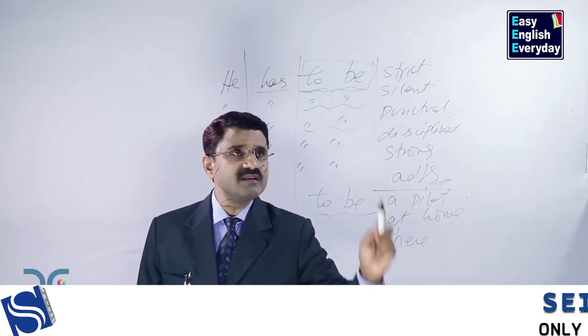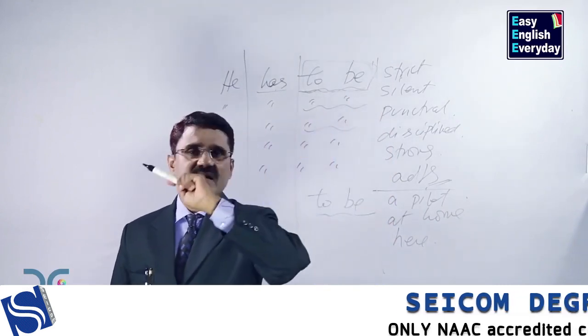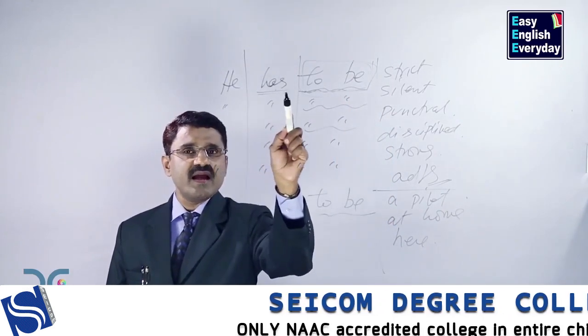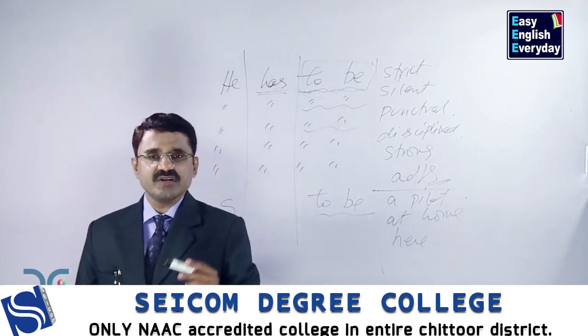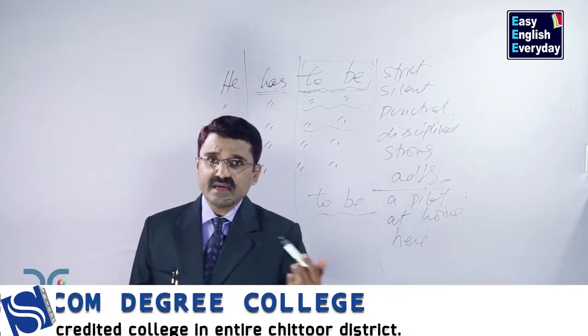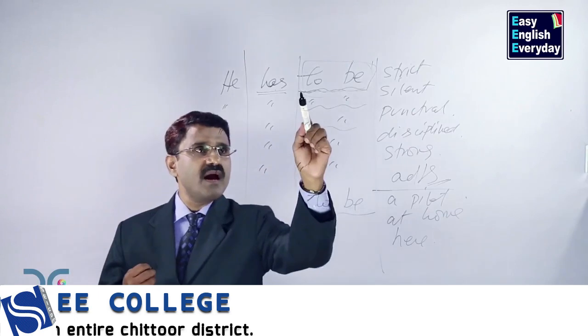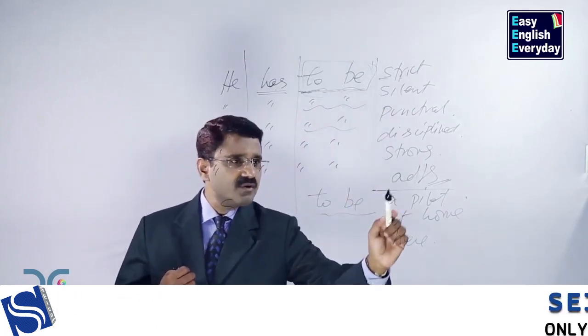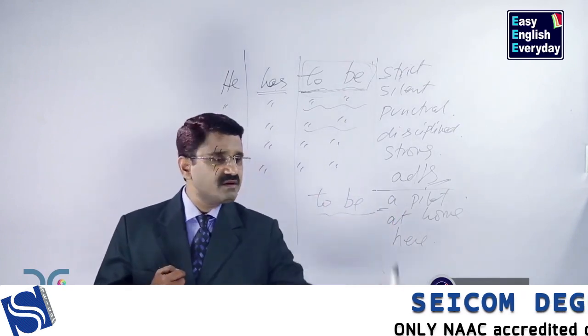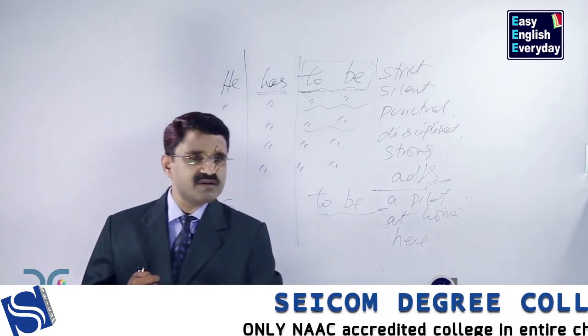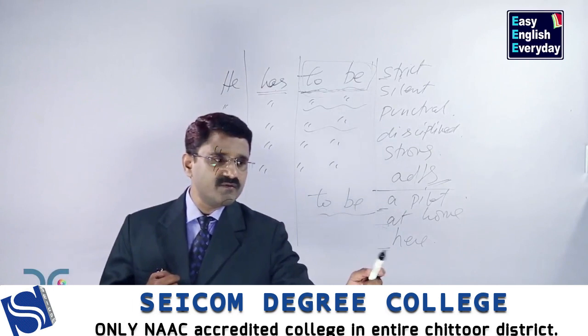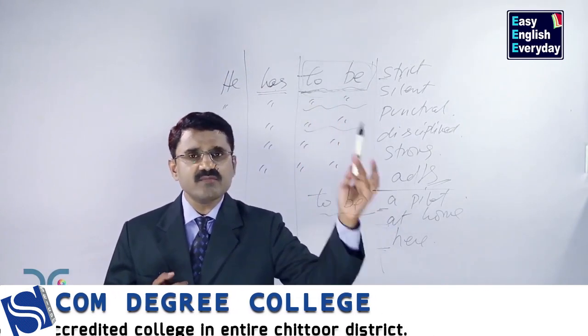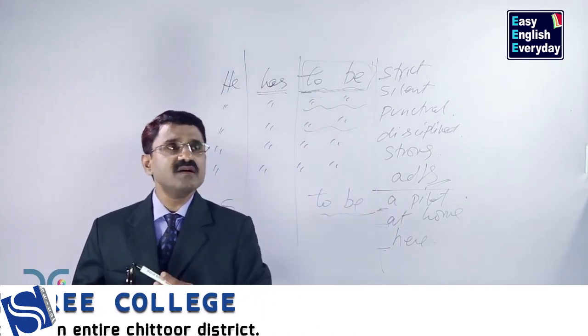So this is another way of making sentences with has. I repeat, take has, put any one subject like he, she, it, and any singular name. Add to be here. You can add an adjective like silent. You can add a noun like pilot. You can add a prepositional phrase like at home or an adverb like here. Then you can make more and more sentences like this.